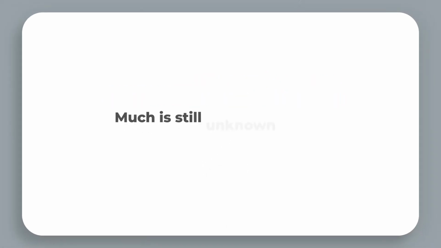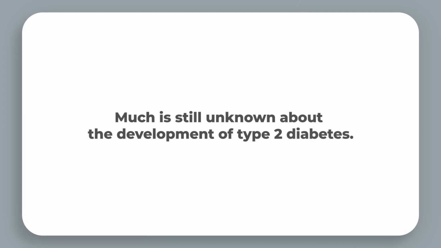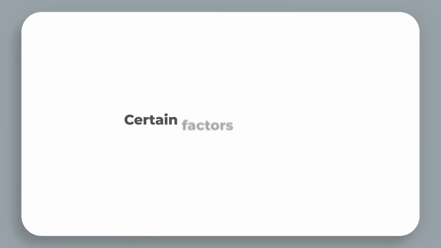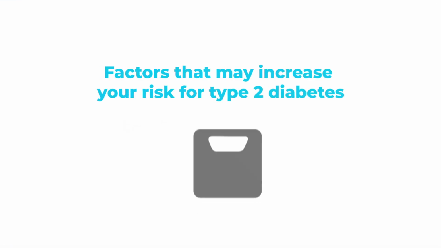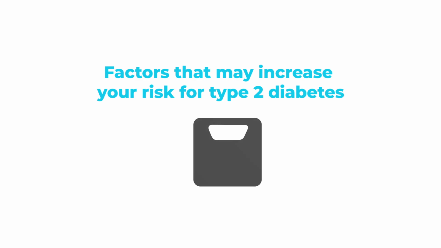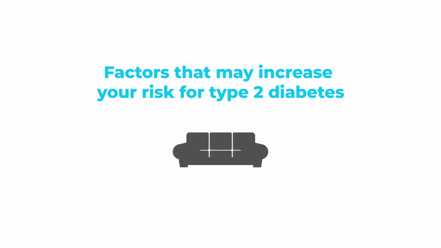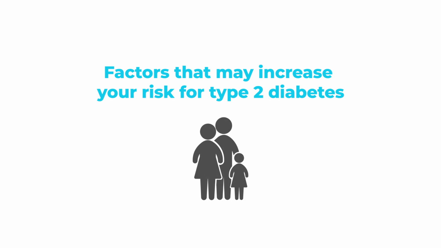For type 2 diabetes, although researchers don't fully understand why some people develop prediabetes and type 2 diabetes and others don't, it's clear that certain factors increase your risk. These factors include weight. The more fatty tissue you have, the more resistant your cells become to insulin. Inactivity. The less active you are, the greater your risk. Family history. Your risk increases if a parent or sibling has type 2 diabetes.